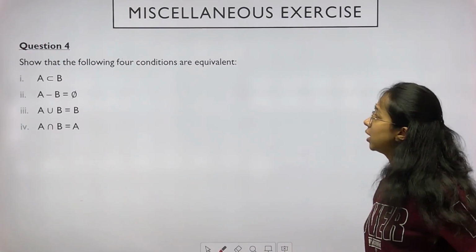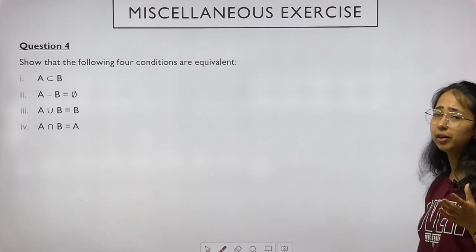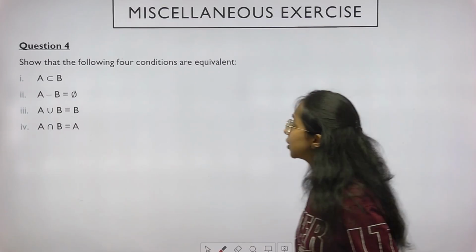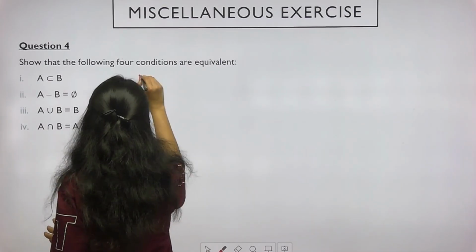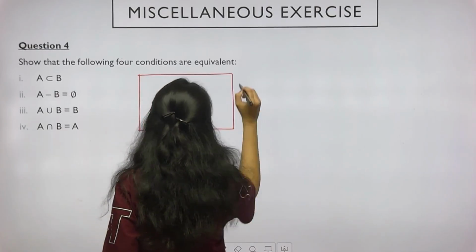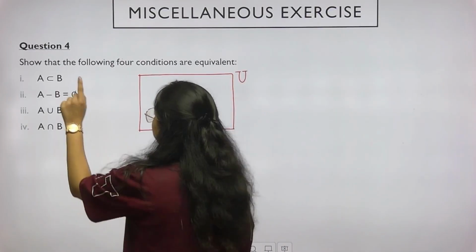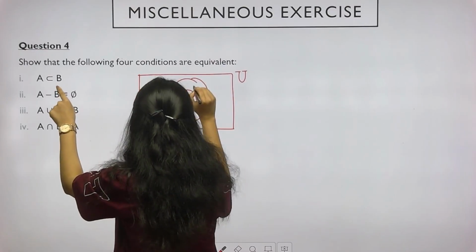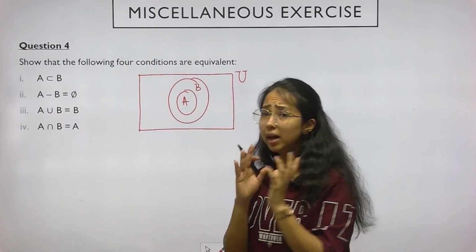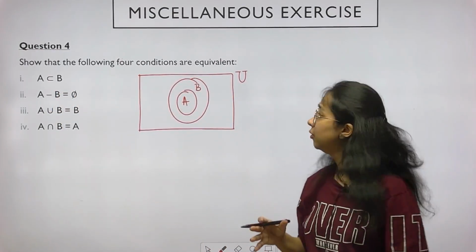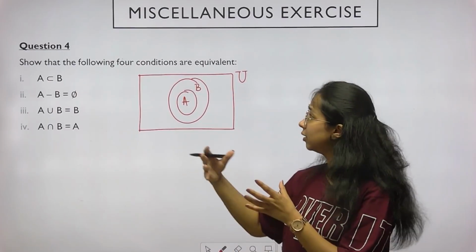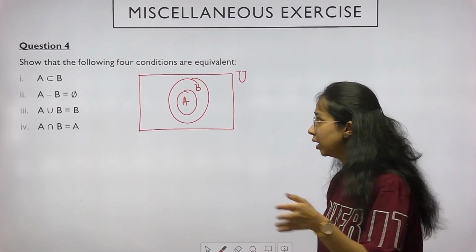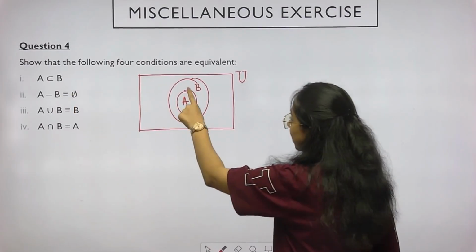Show that the following four conditions are equivalent. Now this is basically a very logic-based question. Here we will take a universal set. First statement says that A is a subset of B. So this will be the Venn diagram. A is a subset of B. We need to show that all the given four conditions are equivalent. So A is a subset of B means A is a part of B.